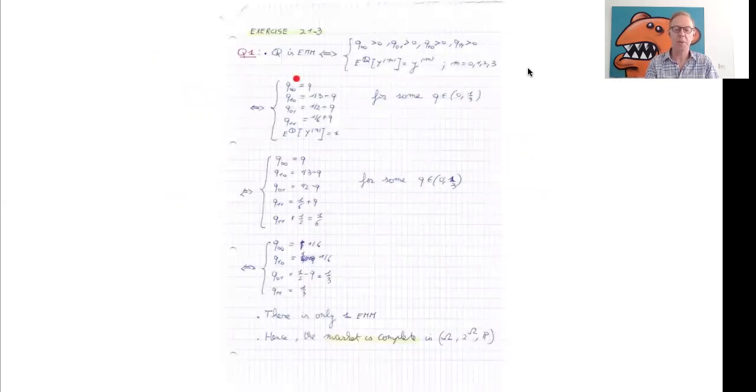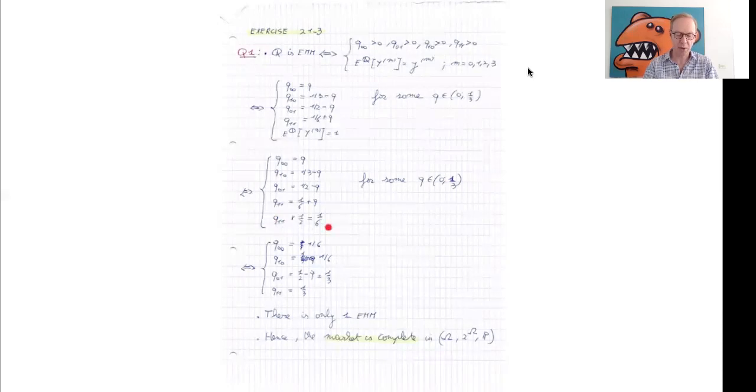We know that Q is an equivalent martingale measure if and only if there are strictly positive Qs that satisfy the 4 martingale conditions. The first 3 martingale conditions plus the strictly positive conditions translate into these 4 conditions for some Q in (0, 1/3). And there is an extra condition now: the expectation under Q of Y3 is 1.